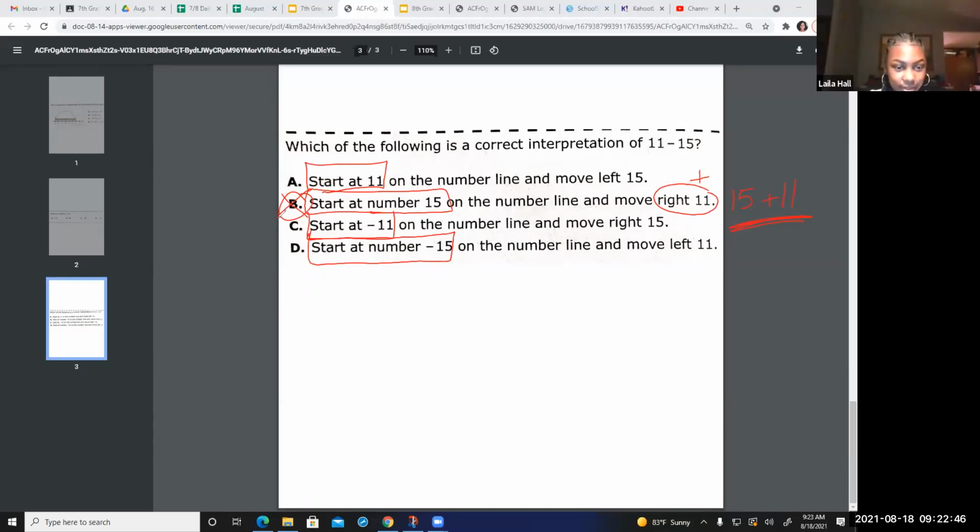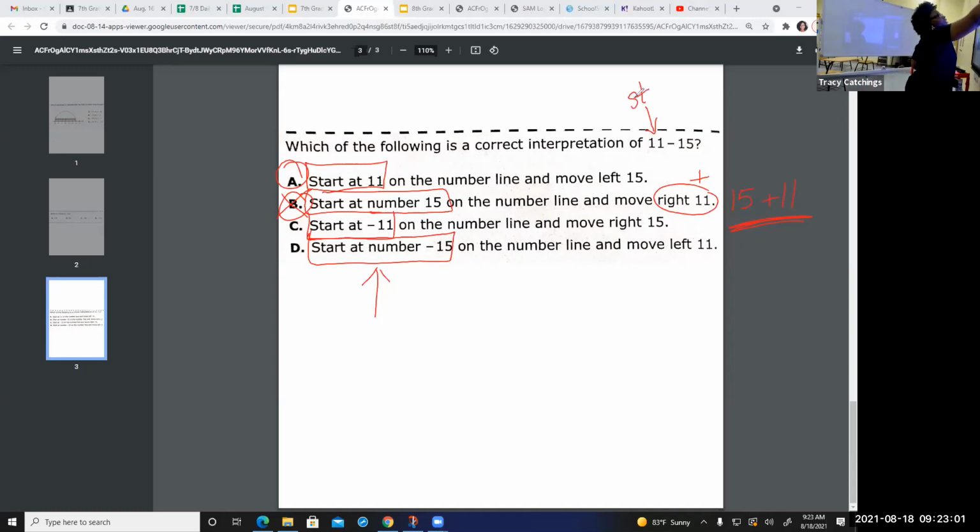Start at 11, A. Good job, start at 11. And then we kind of could have looked at some of these other answer choices and realized start at -11. No, they didn't give us a -11. And then it said start at -15. So I always kind of make sure whichever one is in front, that's where we're going to start at, okay? And A would be that correct answer. So we would start at 11, it's the first number, and then we know we moved left because it had a subtraction sign. Thank you, Layla, for giving it a shot.